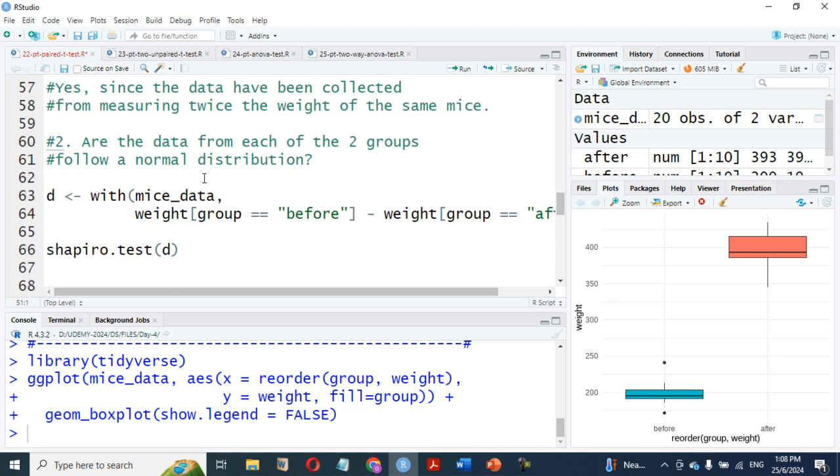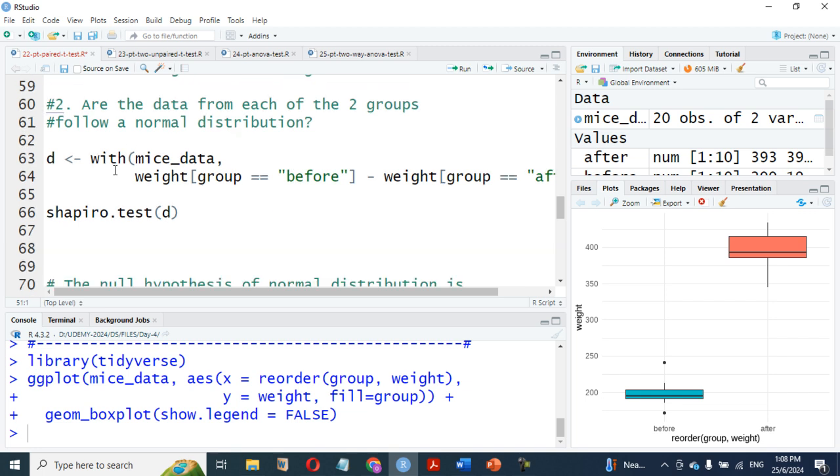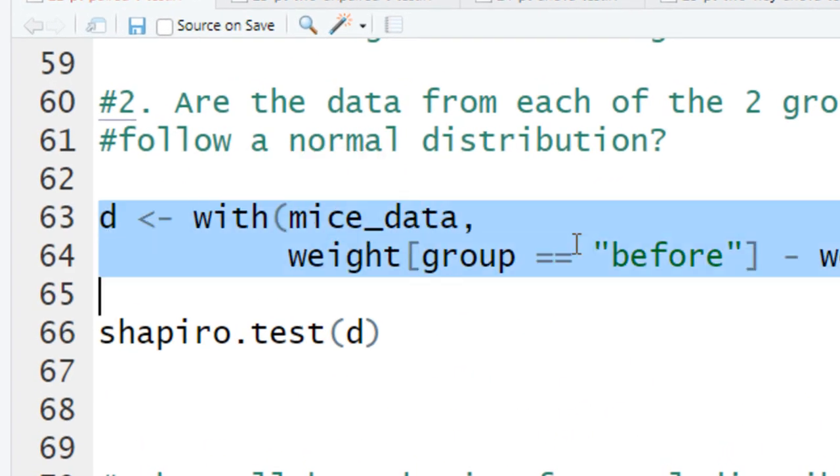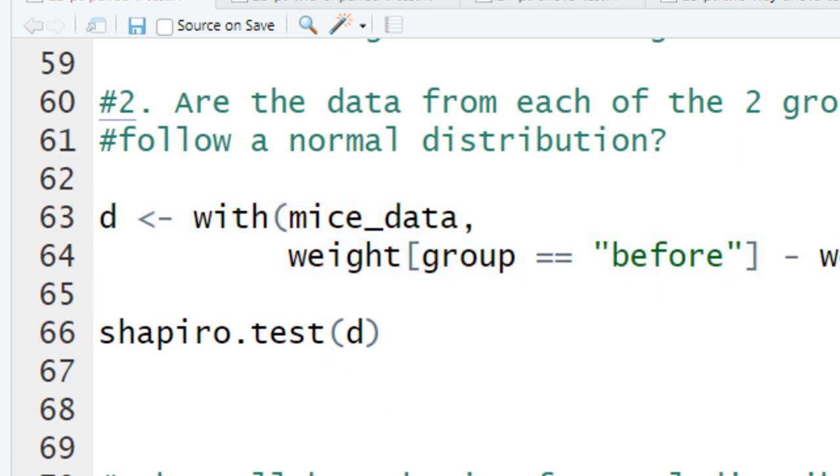And number two, does the data from each of the two groups follow a normal distribution? We can do this based on grouped data. Now we have two groups, before and after. I can say group equals before and weight equals after. So we can do this and test. Okay, this method is different. I know you are not familiar with this. If you are not, I will explain.